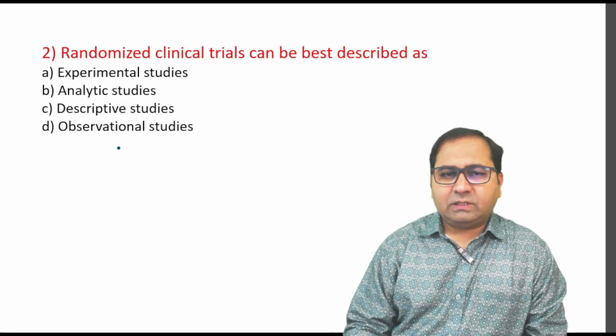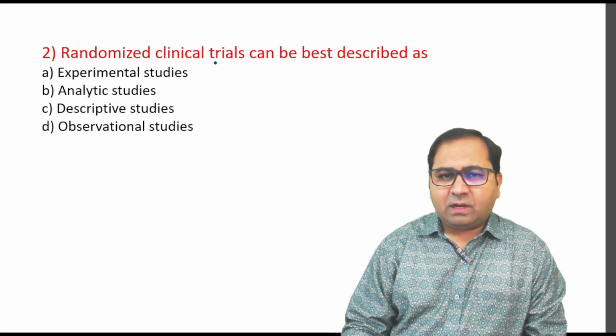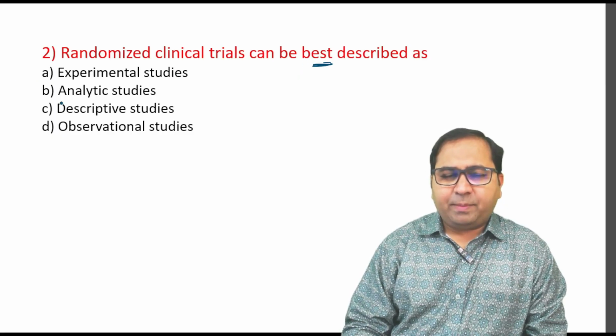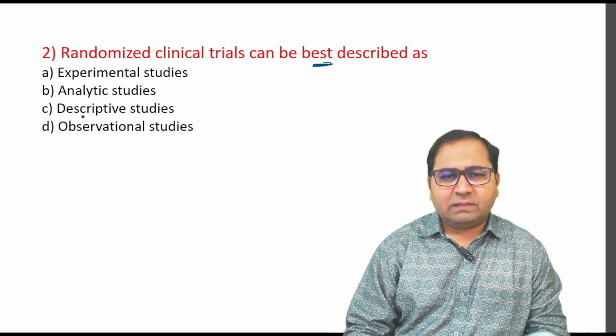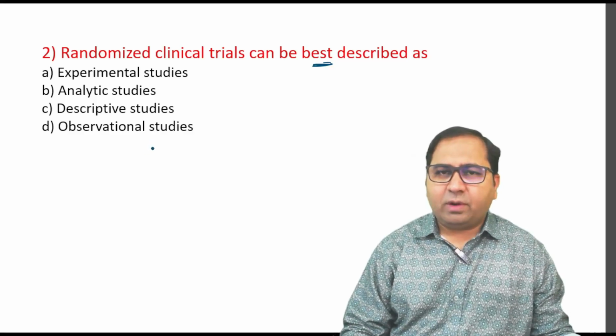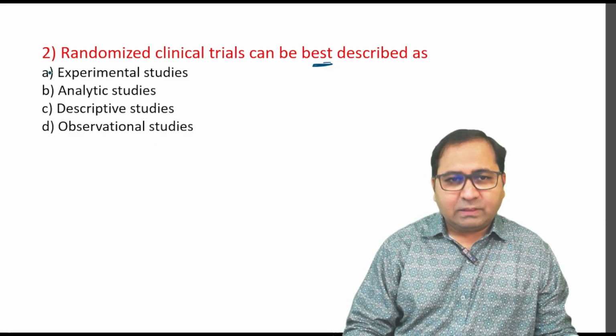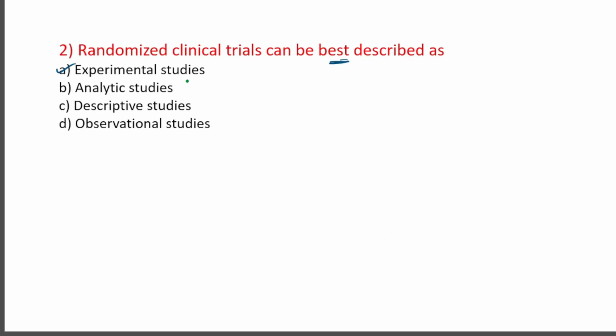Then let us see the next question. Randomized control trials or randomized clinical trials can be best described as A, experimental studies, B, analytical studies, C, descriptive studies, or D, observational studies. The answer is A, experimental studies. Now, how do you get to a conclusion that randomized clinical trials are best described as experimental studies?